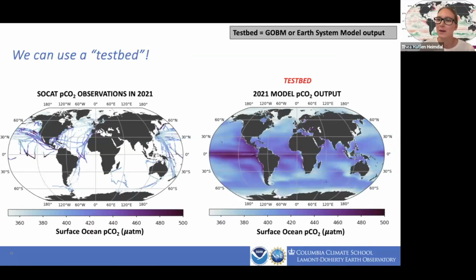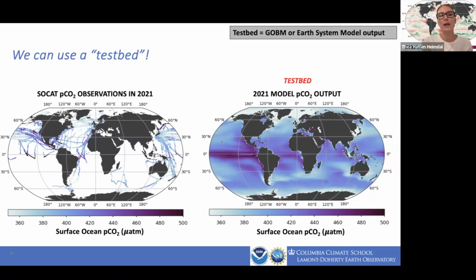Okay, so one thing we can do is use a testbed. With a testbed, instead of using actual SOCAT observations, we can look into how well our machine learning method is doing and how good our reconstruction is everywhere, and not only where we have data and then 20% of that.